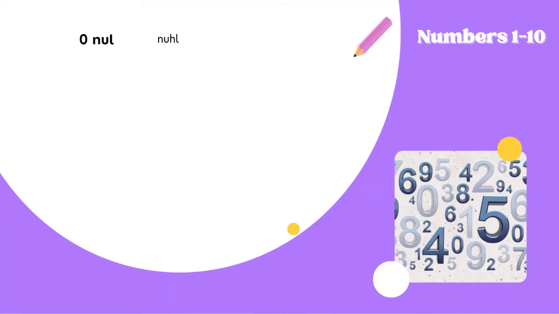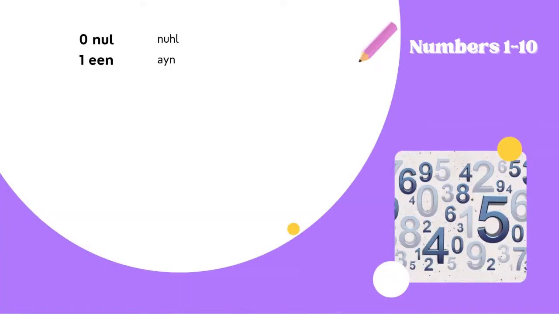So on the left hand side you see in bold and black the Dutch nul. And on the right hand side that is more the pronunciation. So remember the pronunciation from an English speaker's perspective. So nul, that is the first one. Then the next one is één. So that is number 1.